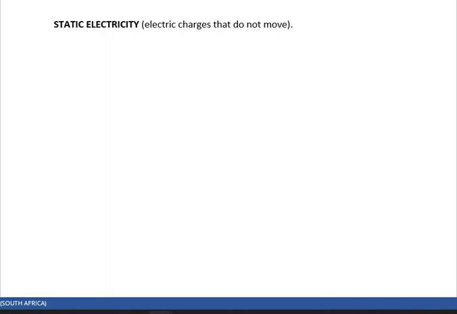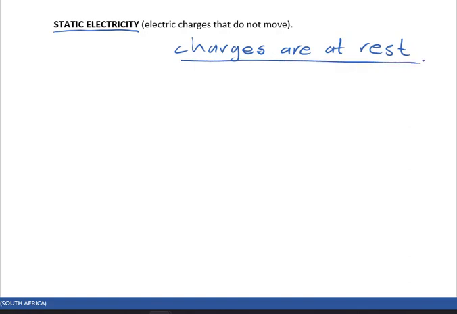Our new topic is static electricity. Static means the charges are at rest. Charges are at rest, so the charges are not moving. There is no flow of current.